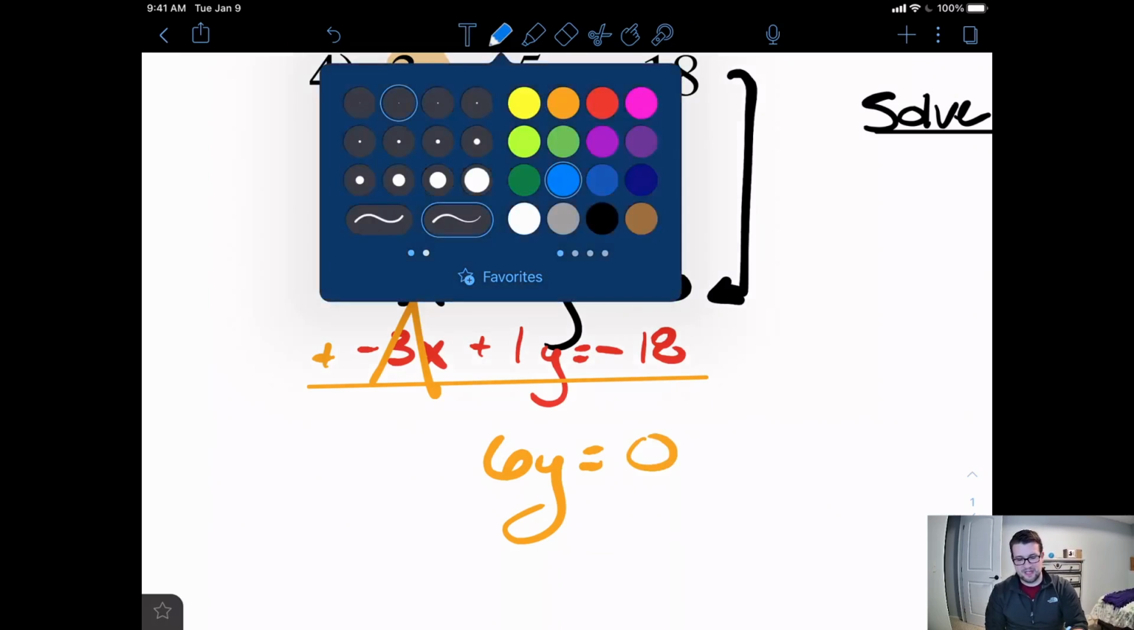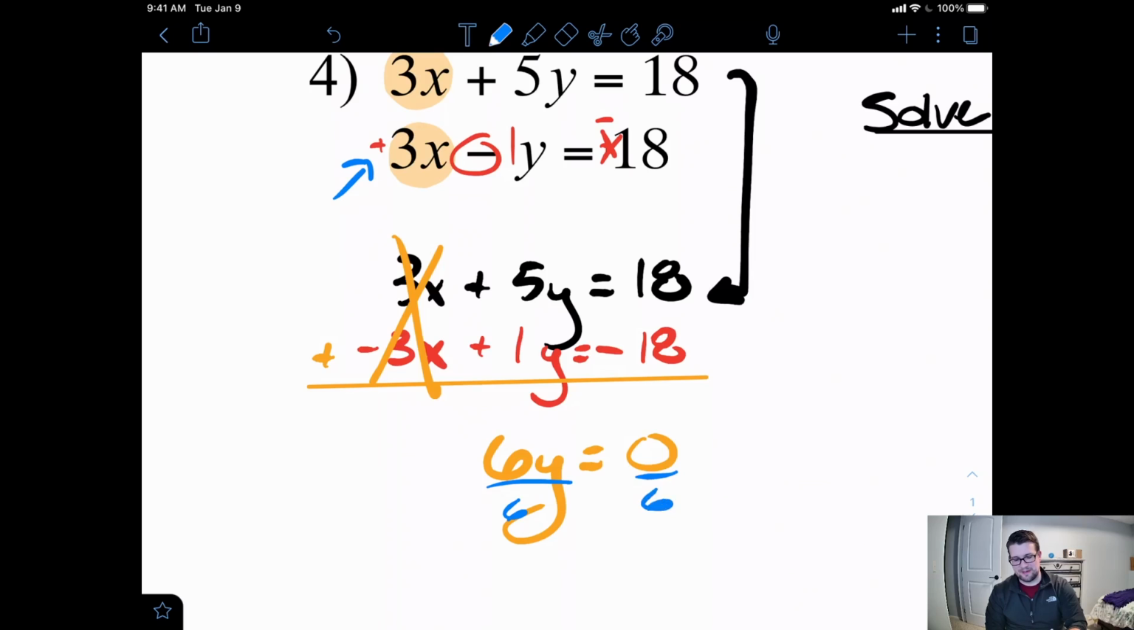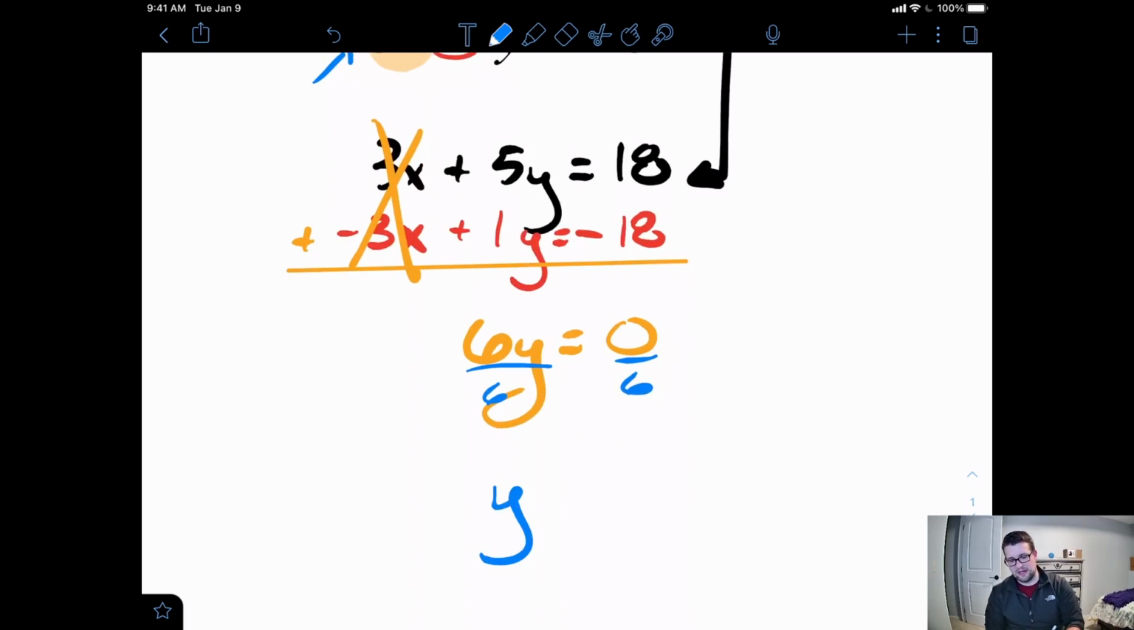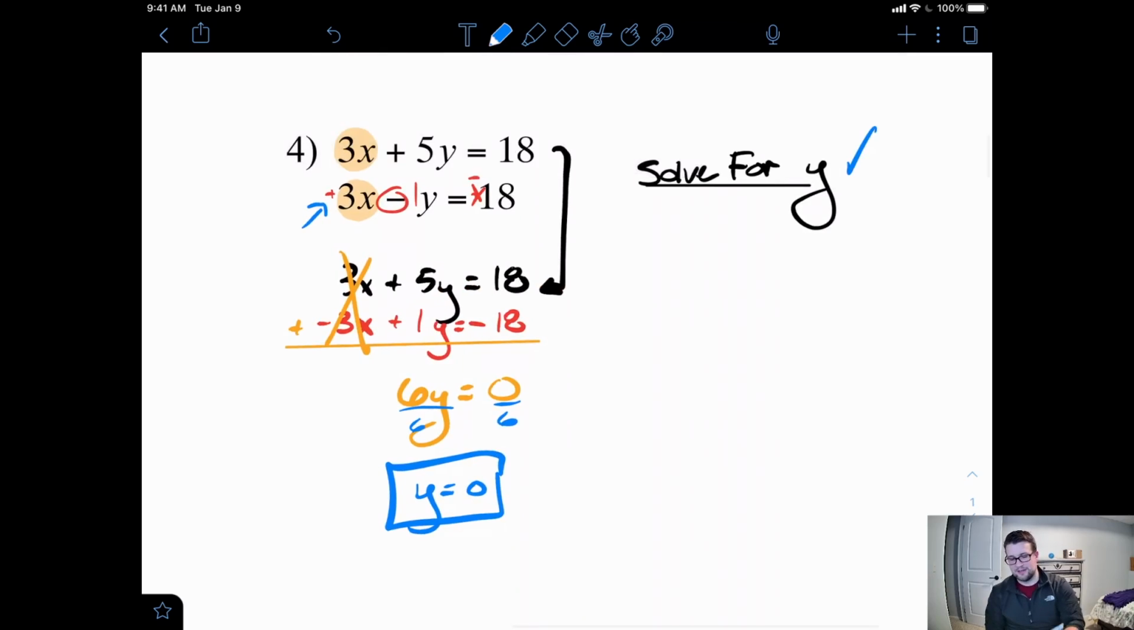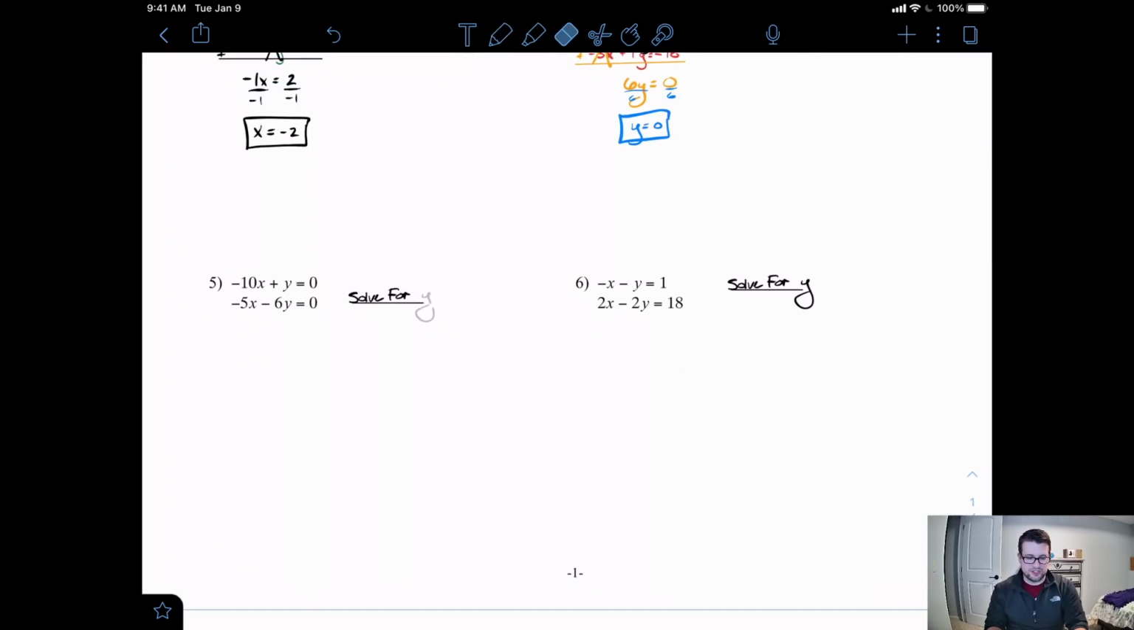So to wrap this up, let's divide by 6 and divide by 6. And hey, we find out y equals 0. So we solved for y just like we wanted to. Now I'm going to change the directions here.